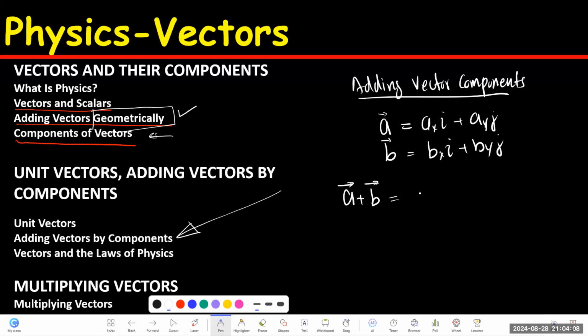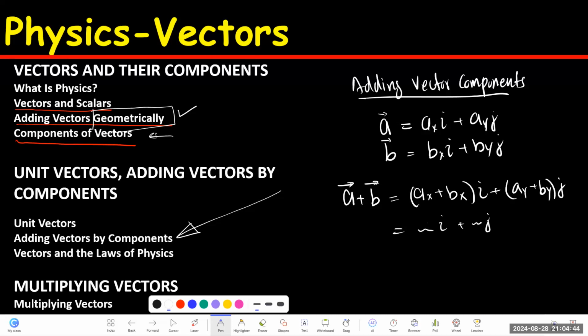What I'm going to do is call it ax plus bx, both added together, and then ay plus by j. And if you add them together, you're going to get another vector. You can call it some numbers: some number with the i sign, and then plus some number with the j sign. So you have some number written here, some number written here. That's how you can solve this vector.